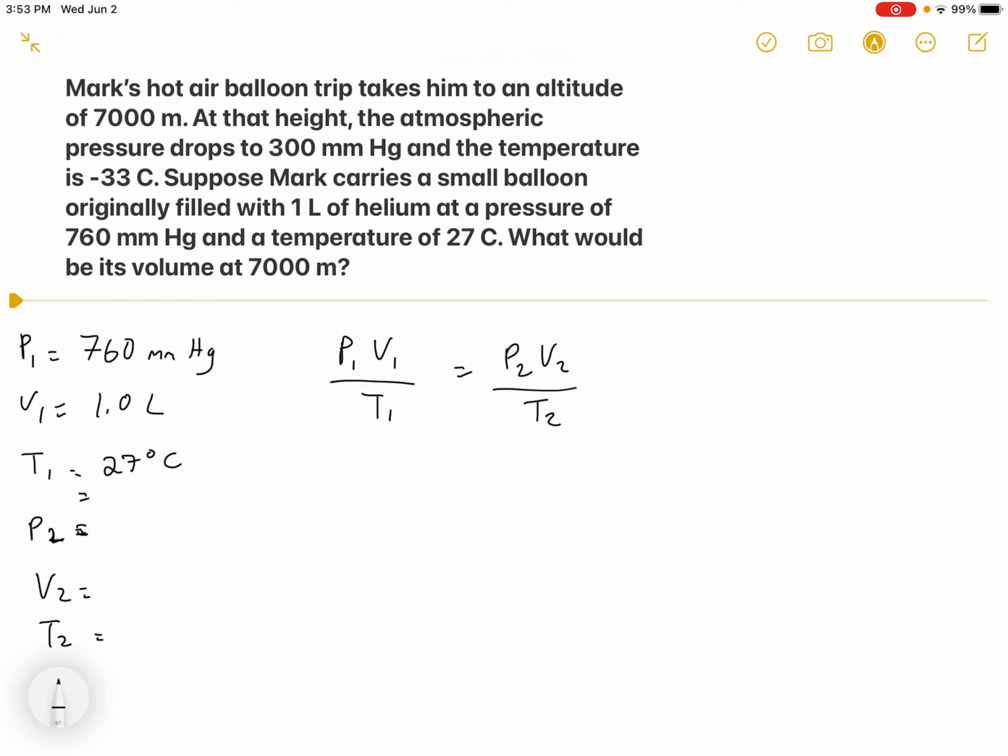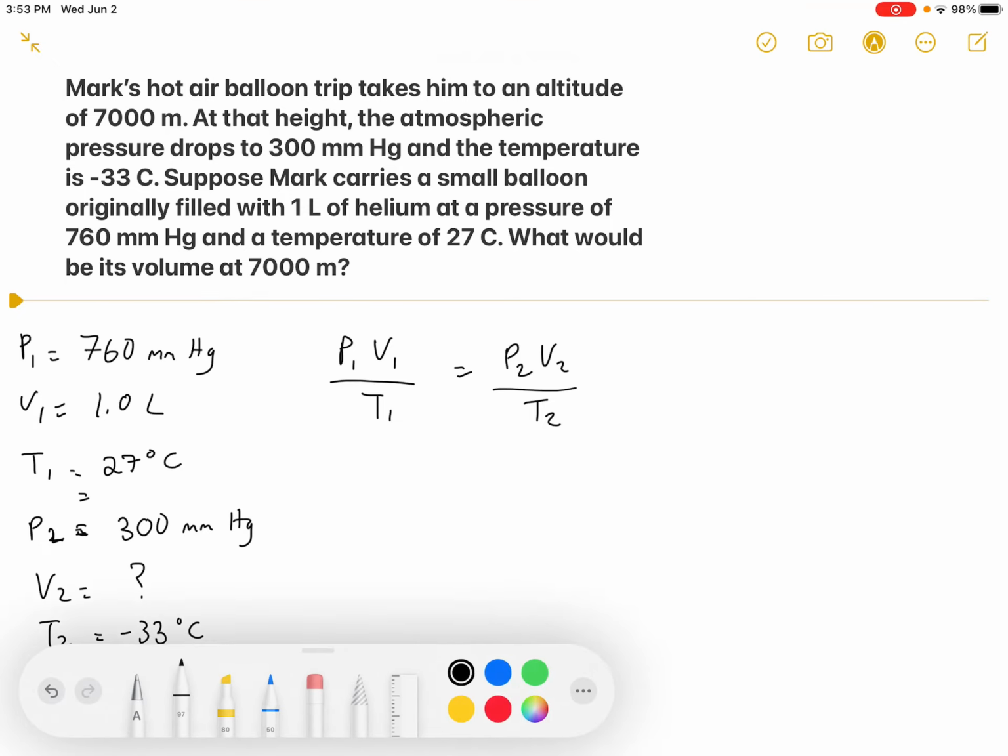The final pressure, once Mark gets up to 7,000 meters in altitude in the hot air balloon, is 300 millimeters of mercury. The final volume is our unknown. What would be its volume at 7,000 meters? That's what we're asked for. And then the final temperature is negative 33 degrees Celsius, which we'll have to convert into Kelvin.